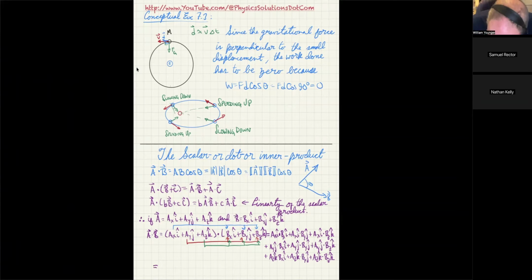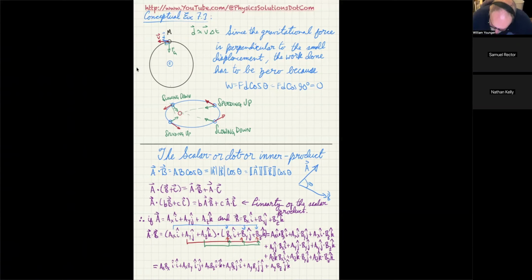So that looks like a holy mess, but it's really not as bad as you think, because now we can use the linearity of the dot product to see that it's AXBX times i hat dot i hat plus AXBY i hat dot j hat plus AXBZ i hat dot k hat plus AYBX j hat dot i hat plus AYBY j hat dot j hat plus AYBZ j hat dot k hat. So that's my second set of three.